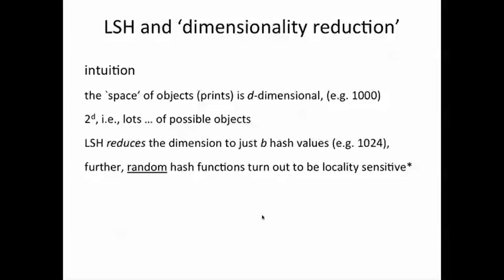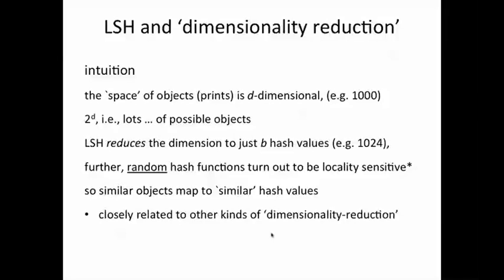Now, this is a very deep idea that random choices and random functions actually work really well, and we won't delve into why that happens right now, but that's another important intuition. As a result, similar objects map to similar hash values. It also turns out that LSH techniques are closely related to other kinds of dimensionality reduction methods, such as for discovering topics in large document collections, objects in videos and images, and many other. A caveat though, implementing LSH can be a bit tricky, especially in parallel. That's something we're going to look into during our discussion on big data technology and MapReduce.